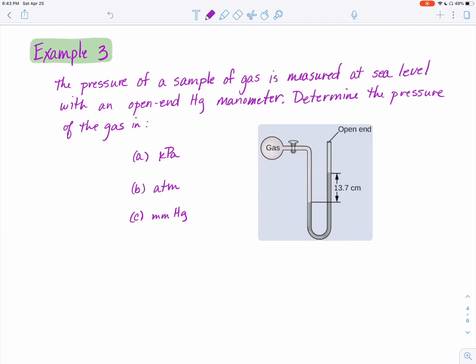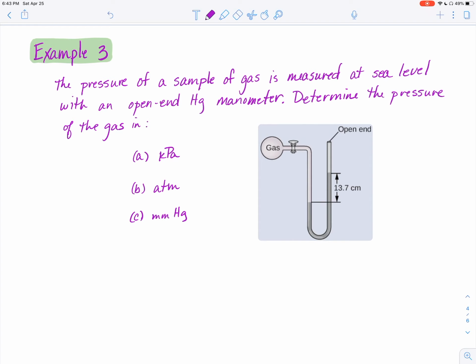In this last example, we're going to look at an open-ended manometer. So the pressure of a sample of gas is measured at sea level with an open-ended mercury manometer. Determine the pressure of the gas in kilopascals, ATMs, and millimeters of mercury. So before we get started, let's look at what kind of equation we're going to use to measure in this open-ended manometer.